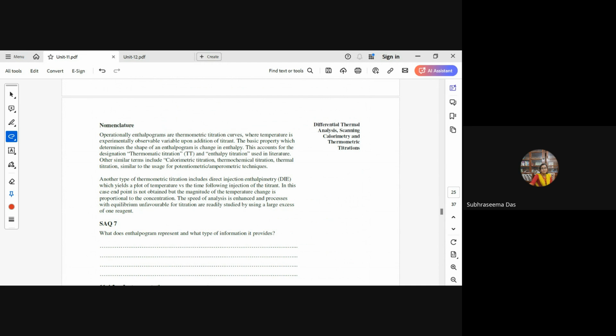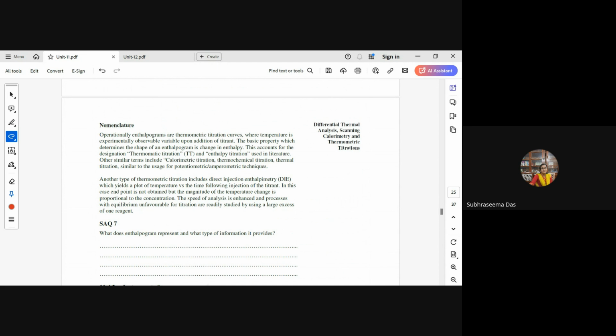The nomenclature of a thermometric titration is sometimes a bit confusing. Enthalpograms are thermometric titration curves where temperature is observed upon the addition of a titrant. This basic property usually determines the shape of an enthalpogram, and it indicates the change in enthalpy. So we usually say it as thermometric titration or enthalpy titration.